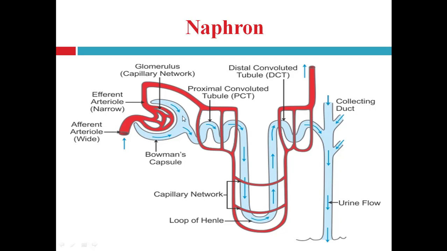And the blue arrow shows the direction of the urine, right? Here the afferent arteriole is given, right? Afferent means that it enters into the Bowman capsule. The afferent arteriole contains the blood that enters into the Bowman capsule, and the second is the efferent arteriole, that is the blood vessel or artery that carries the blood from the Bowman capsule, right?